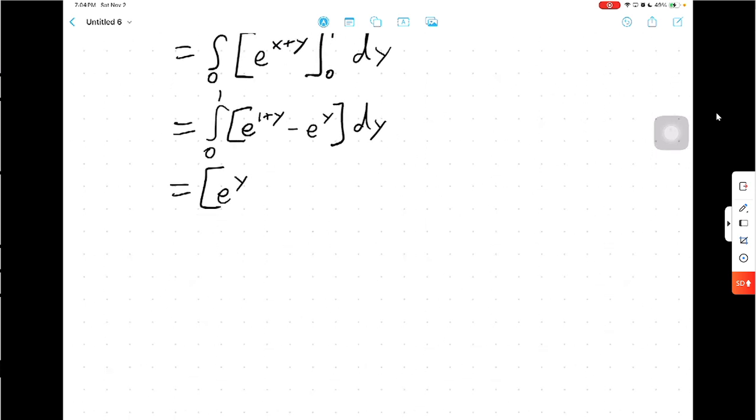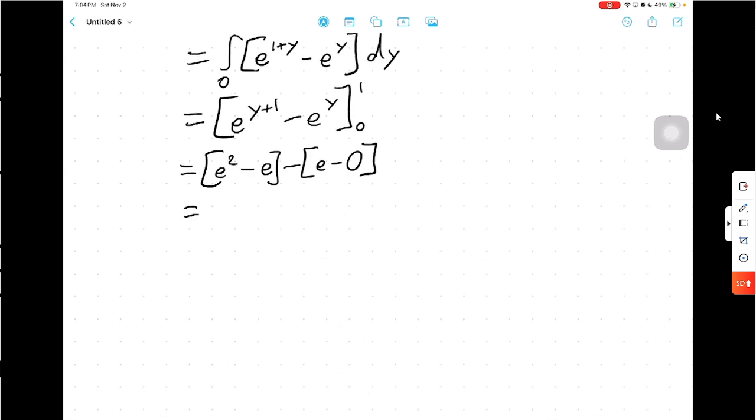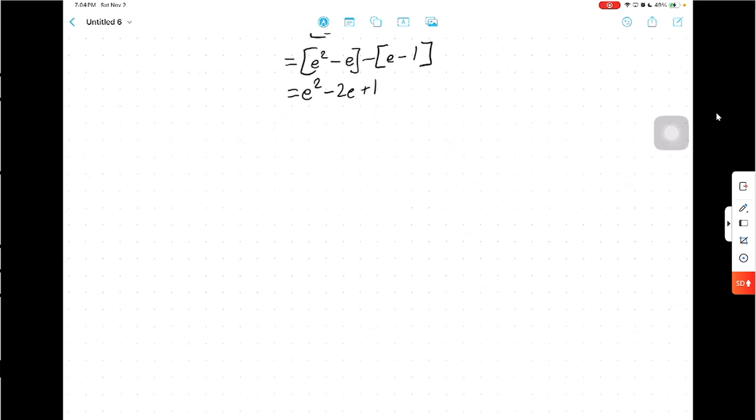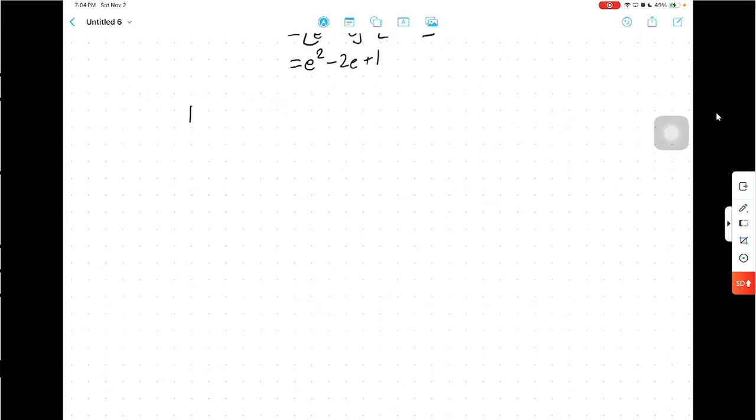which is equal to e to the y plus 1 minus e to the y evaluated from 0 to 1, which is going to be e squared minus e, minus e minus 0. I mean, not 0, 1. Because e squared minus 2e plus 1. 12.